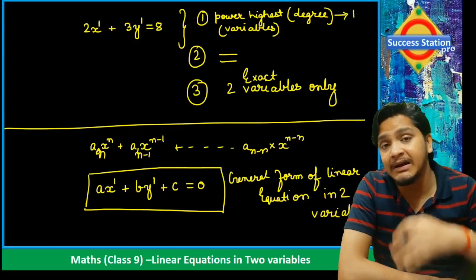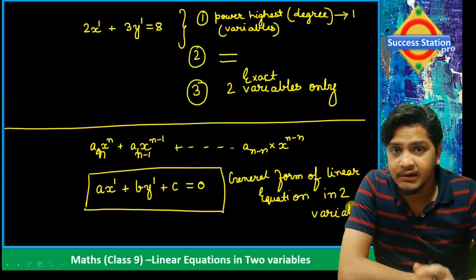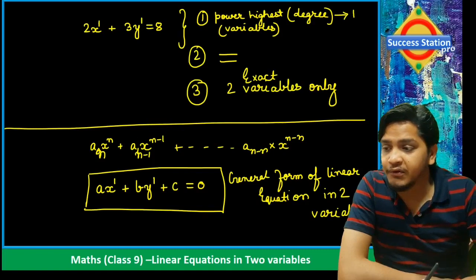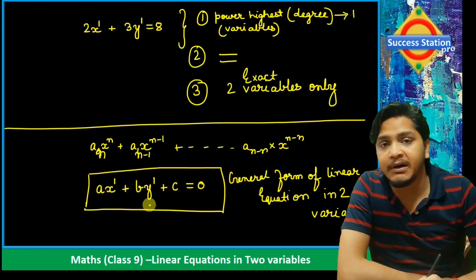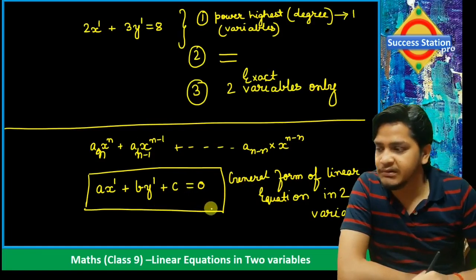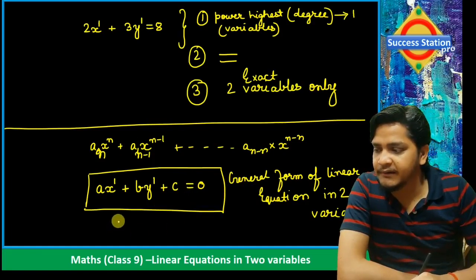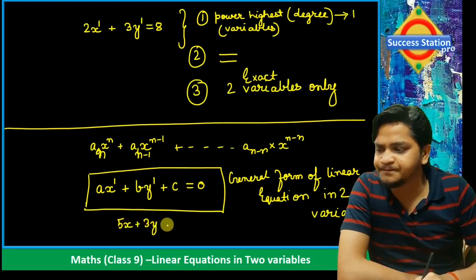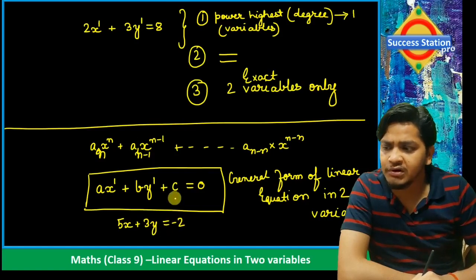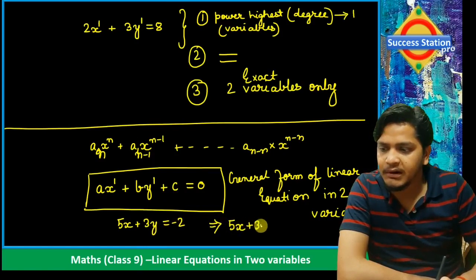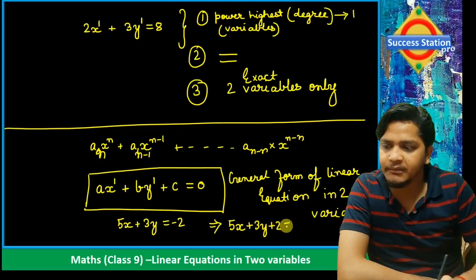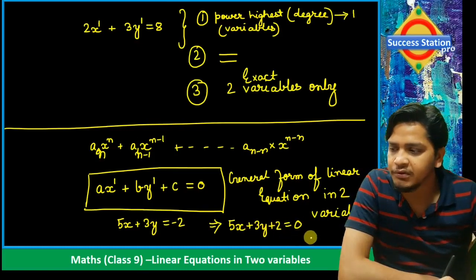If you can write any equation in this form, do not forget this equal to 0, then it becomes a linear equation. Now the question can be like 5x plus 3y equal to minus 2. You will say, no sir, 2 is not on this side. Oh, so you can bring it to that side, and it will be of this general form. Clear? 5x plus 3y plus 2 equal to 0.